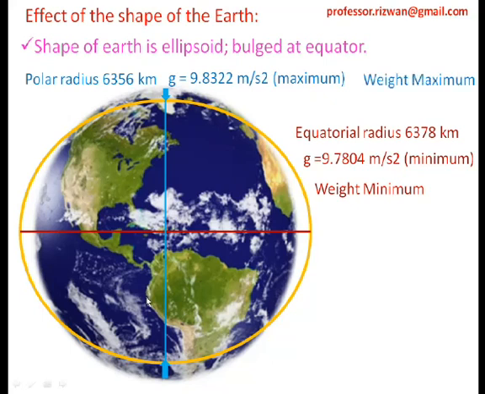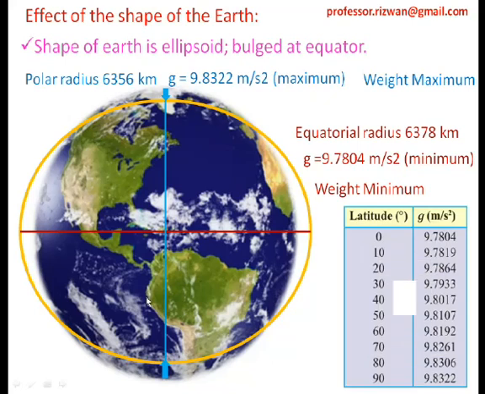So the person who is standing on the equator will weigh more if he or she, or the object, is taken to the pole, north pole or south pole. So there are three very important points to focus on here. One is the shape of the earth, and then what will happen to the weight, gravitational acceleration or radius of the earth at the equator as compared to the pole. Let's move to the next point.